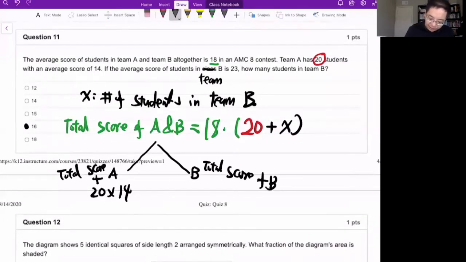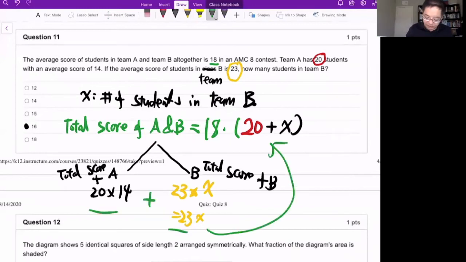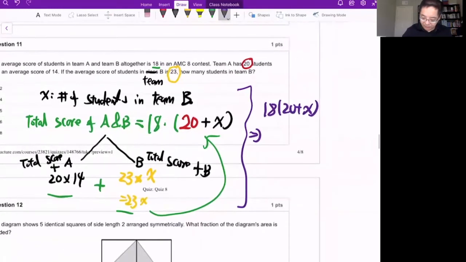Then we look at the total score of B. We know the average of B is 23, and we multiply by the number of students in B, which is X, so we write 23X. As we said before, if the multiplication involves letters, usually we omit the multiplication sign. Then they add together and equal this one. So from here we derive the equation: 18 times (20 plus X) equals 20 times 14 plus 23X.